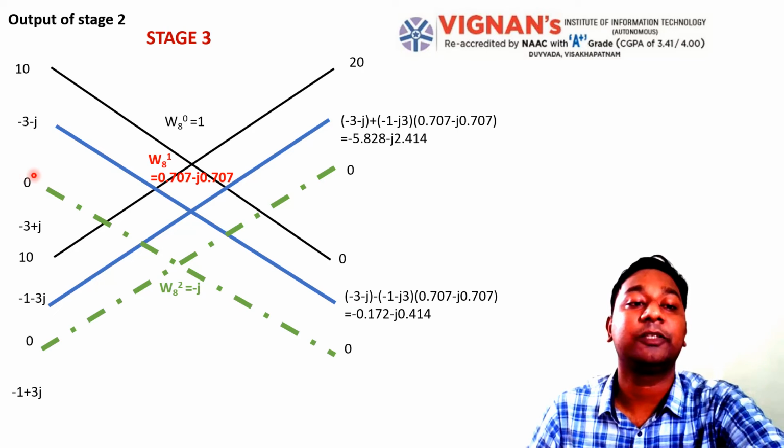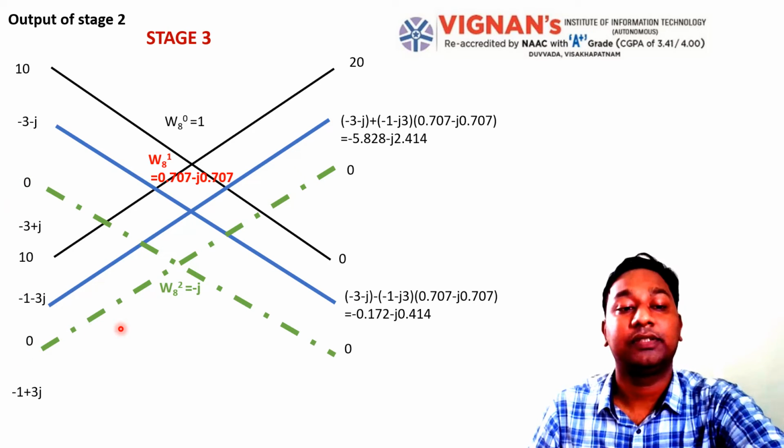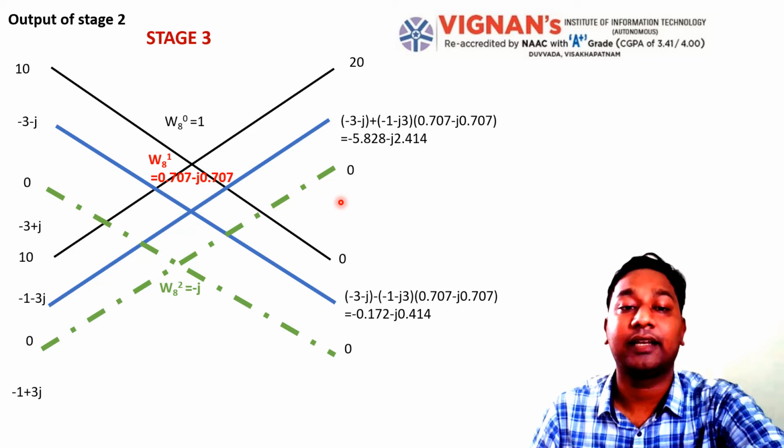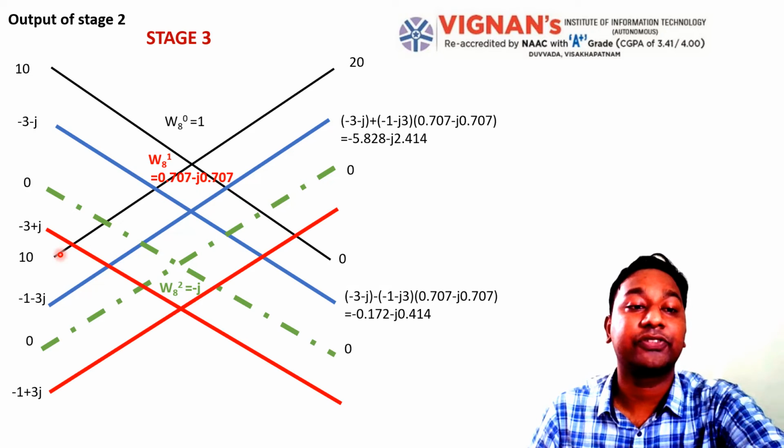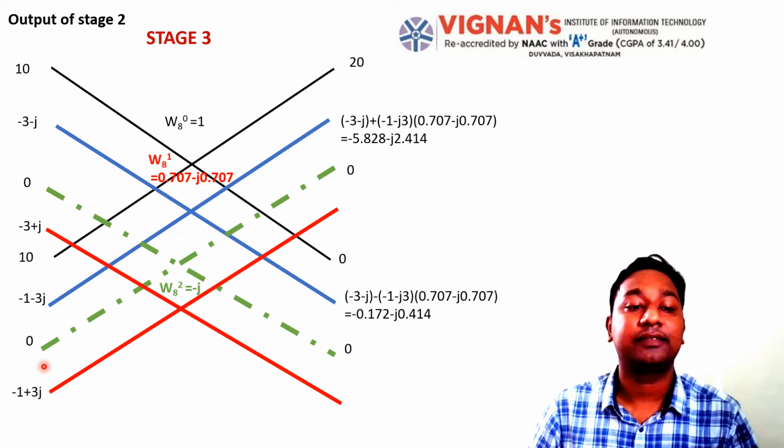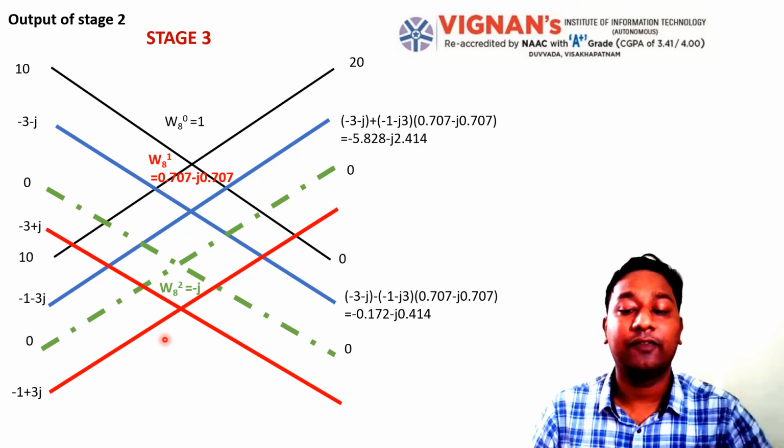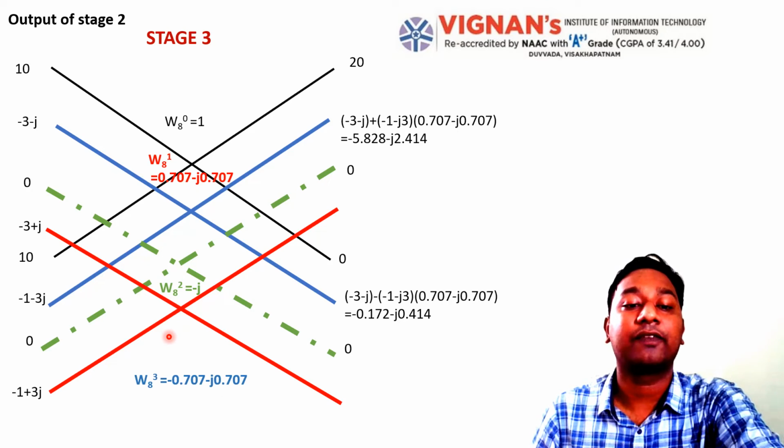It becomes easy because both inputs are 0. Now coming to the last and final stage of our 8-point DFT using the DIT algorithm. Here the butterfly is associated with the fourth one and the seventh one, and the twiddle factor associated with this butterfly is omega to the power 3, that is minus 0.707 minus j 0.707.